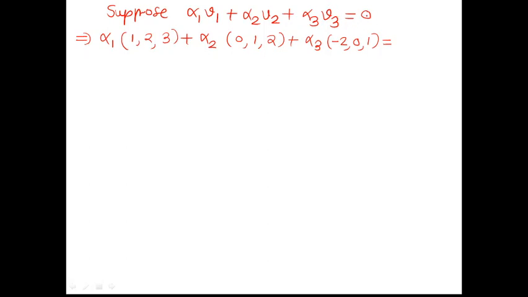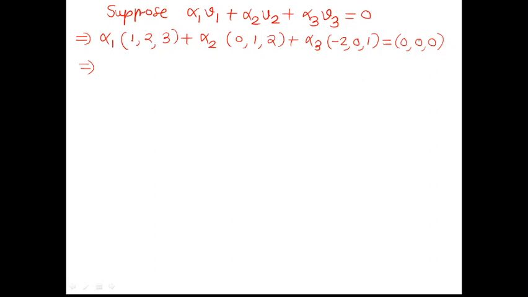How many components will be there in this vector 0? It will be similar to what is present in v1, v2, v3. In v1, v2, v3 we have 3 components. That's why here it will be 3, 0. Now let us simplify as per our usual process.